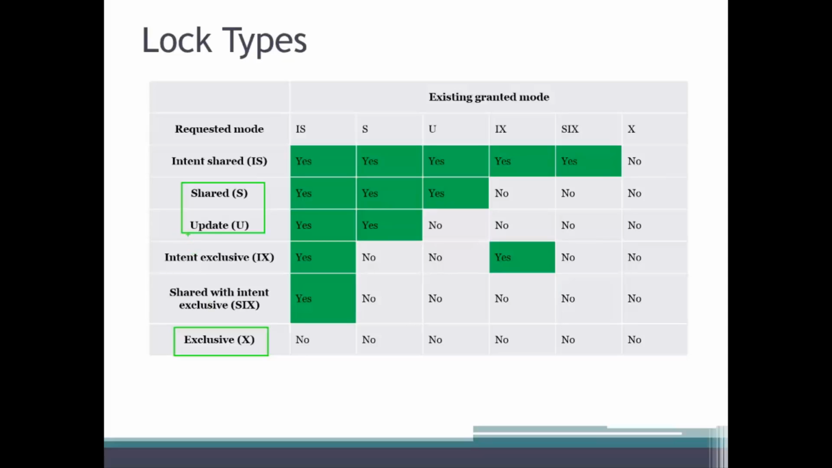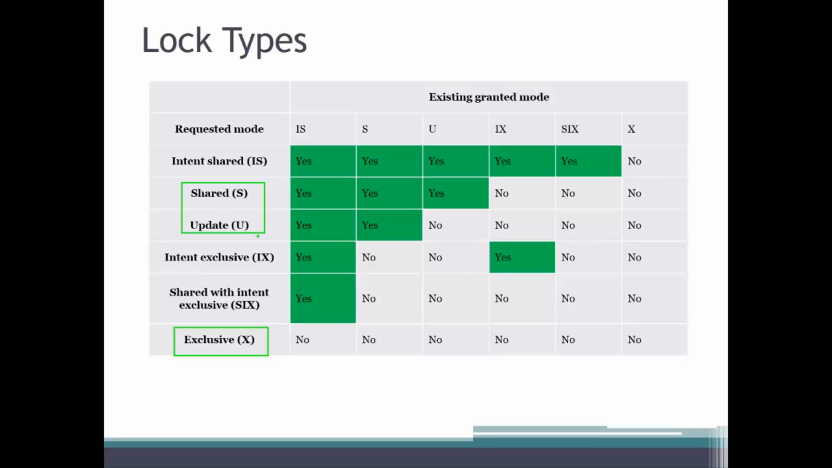An update lock is kind of a piece between a shared and exclusive lock. It indicates that right now I'm only looking at the data, but I intend later to have an exclusive lock. So I'm going to, at some point, want to make a change, so I need to get an exclusive lock later.